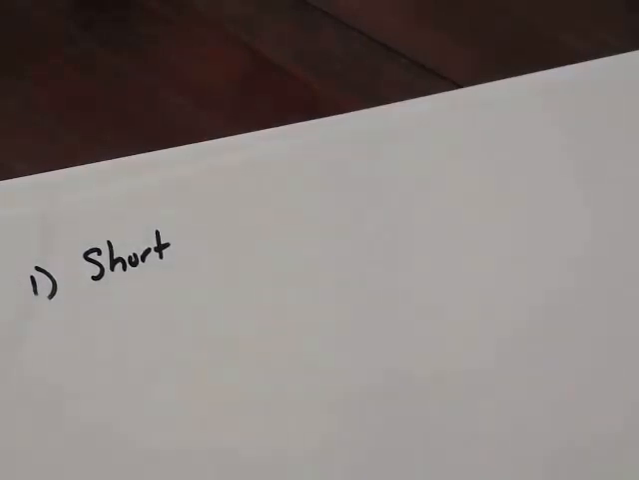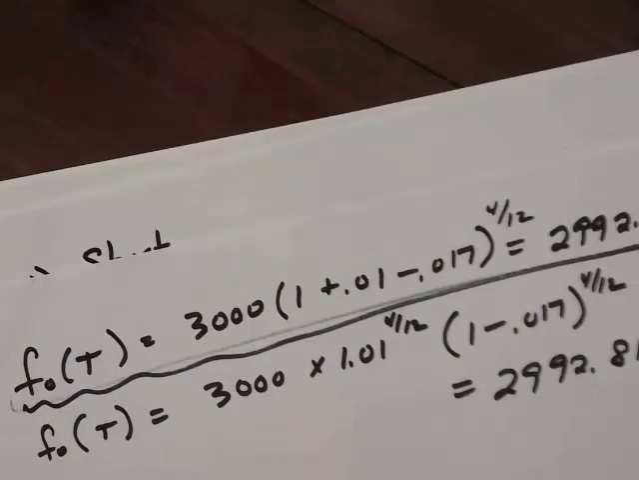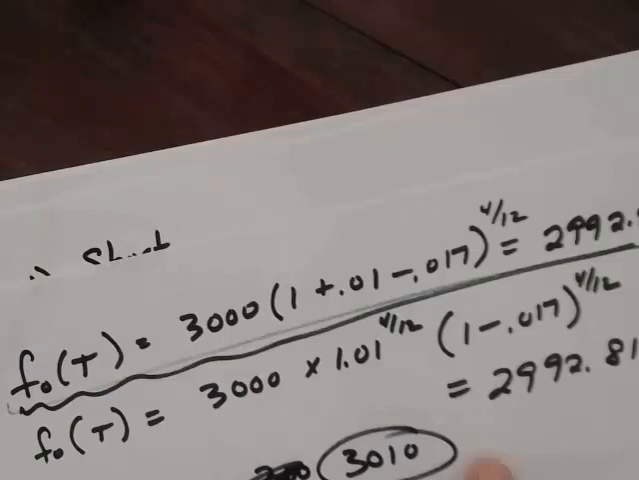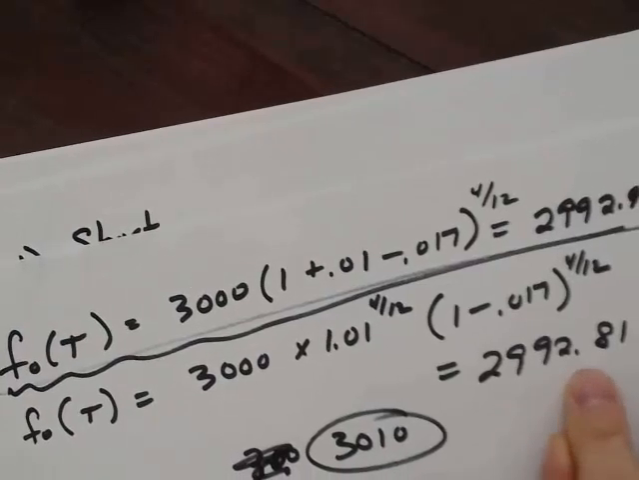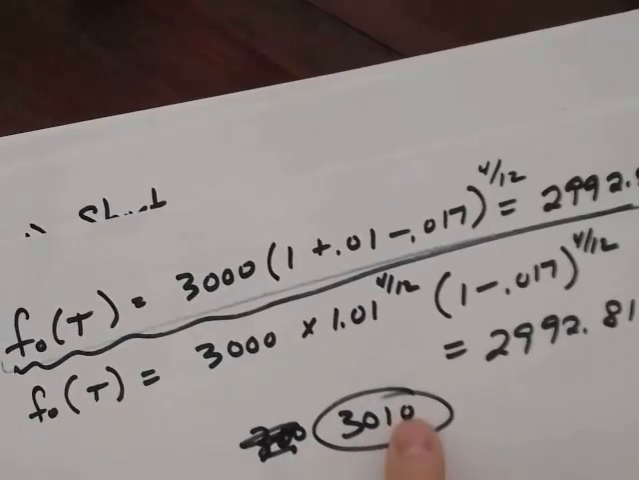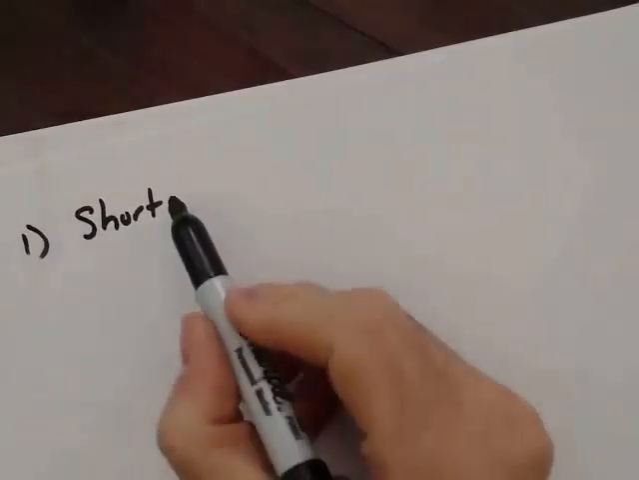Oh, and by the way, before I even go further, let's answer the question of Part A. Are the futures over or undervalued? Well, the futures contracts are trading in the market at 3,010, and we estimated that the futures value should be 29.92 and change. So therefore, the futures price that's trading on the market is overvalued. Okay, it's overpriced. And when things are overpriced, remember the golden rule, you short, and that's where I am here.